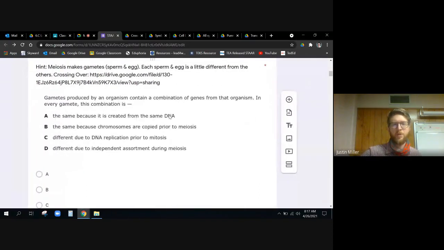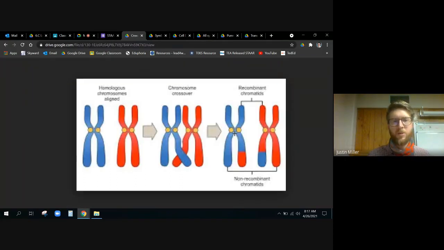Gametes produced by an organism contain a combination of genes from that organism. In every gamete, this combination is, remember what a gamete is? A gamete is a sperm cell or an egg cell. And if we click on the link that I gave you, it'll show you, and I know the picture is a little bit blurry, I apologize, but it still shows you what it needs to show you. So during the process of meiosis, which is how we make gametes, which are sperm and egg cells. So meiosis is what your body does when it's creating sperm cells and egg cells.